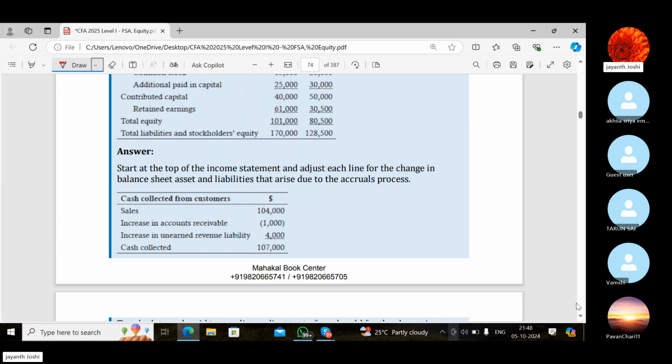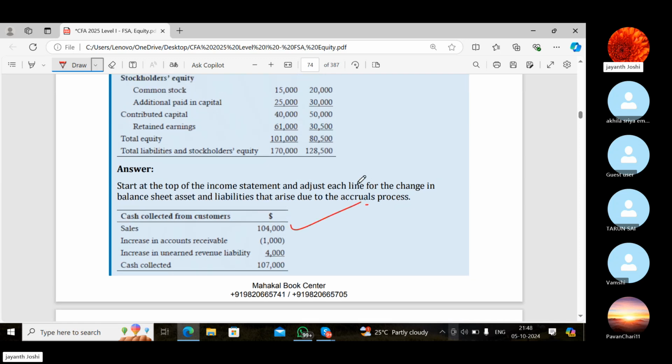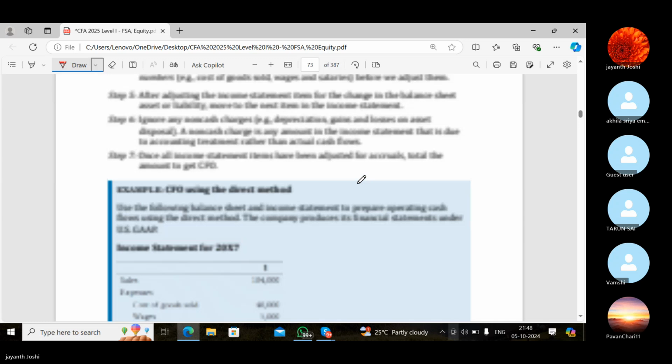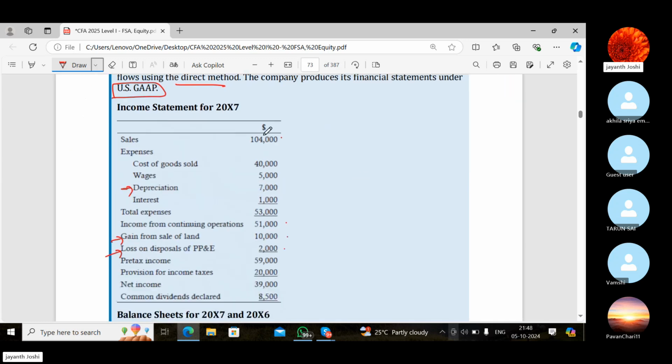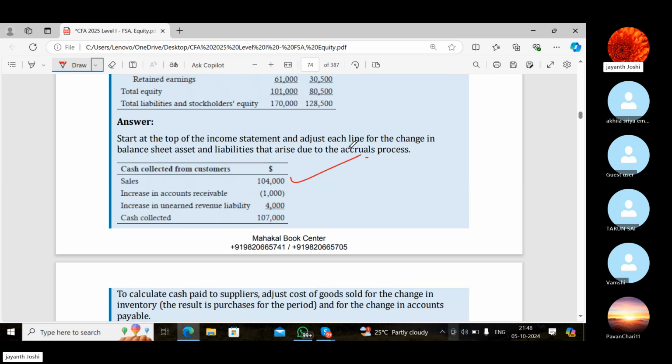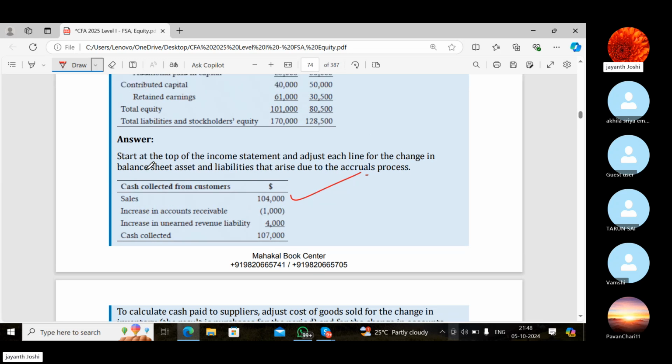First, we will start with cash collected from customers. How will we find it out? You will be taking the sales. The sales figure is given to you as 1,04,000. I already told you sales can be cash sales or credit sales.